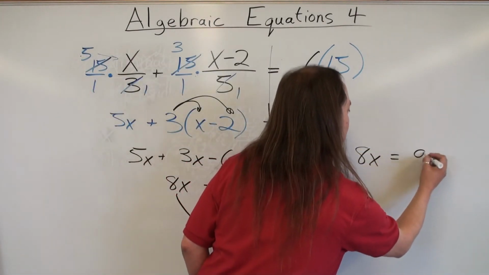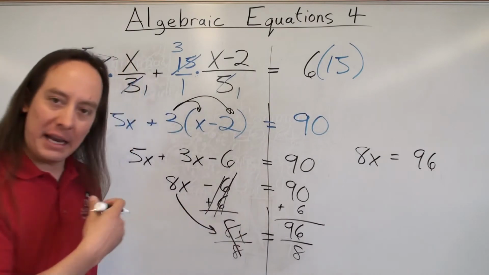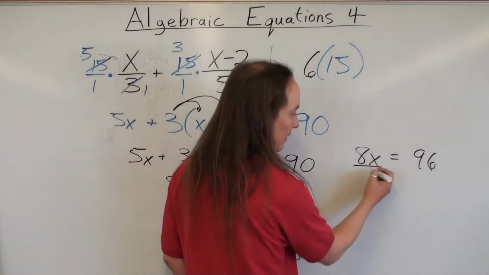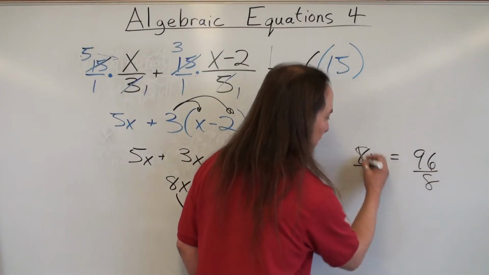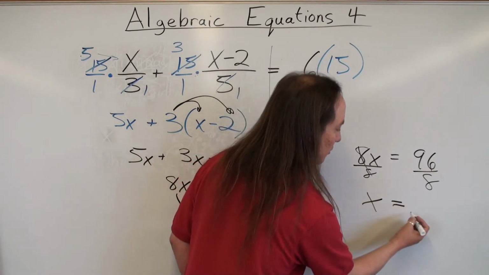8x is equal to 96. That's what we had, right? So I'm dividing both sides by 8x or by 8. That will leave me with x is equal to 12.